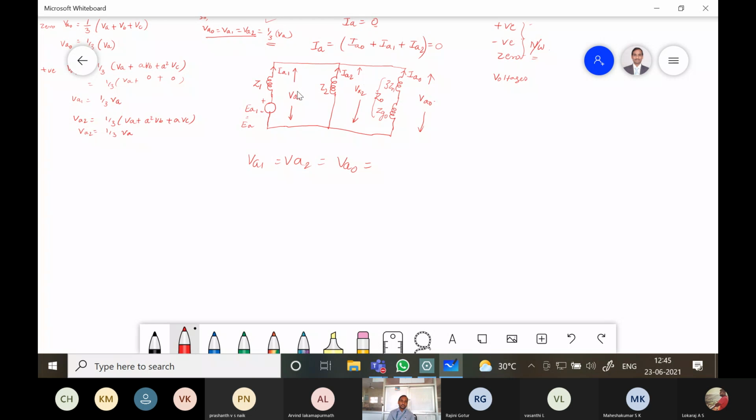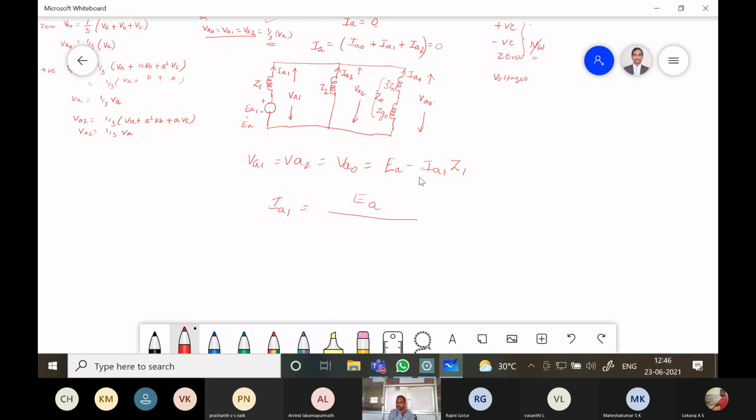so from the circuit, what is VA1? This voltage source minus this voltage drop. The voltage source is EA1, minus what is the voltage drop here? Current IA1 into Z1. So therefore we can write EA1 is equal to EA, so EA minus IA1 into Z1. Okay. So this is common for VA2 and VA0 because all the voltages are equal. So EA minus IA1 into Z1. So therefore take IA1 outside, you will get EA divided by.